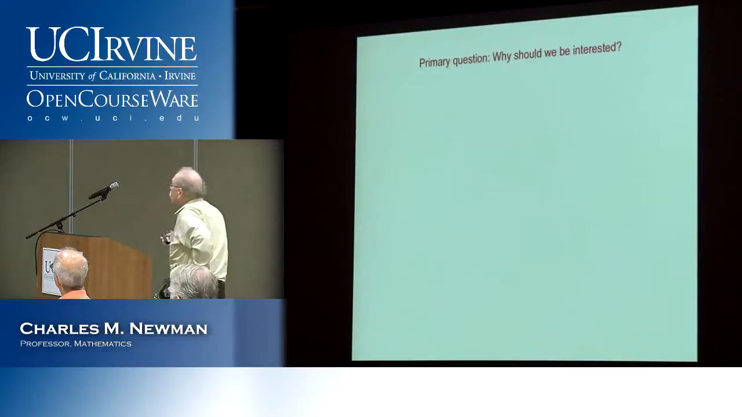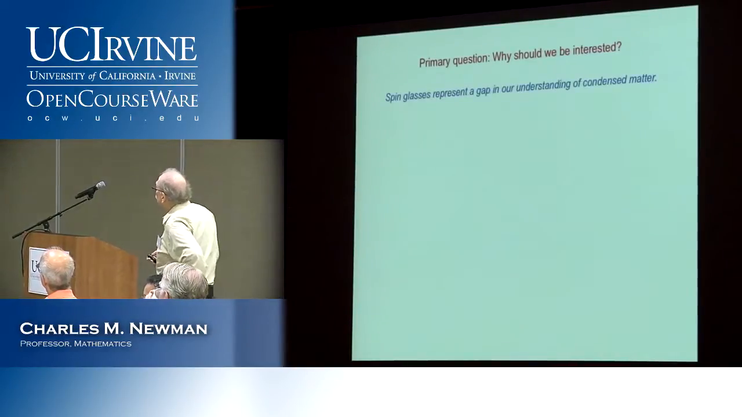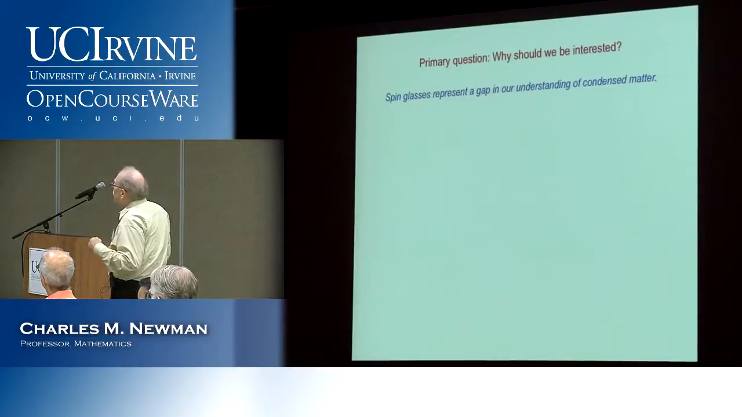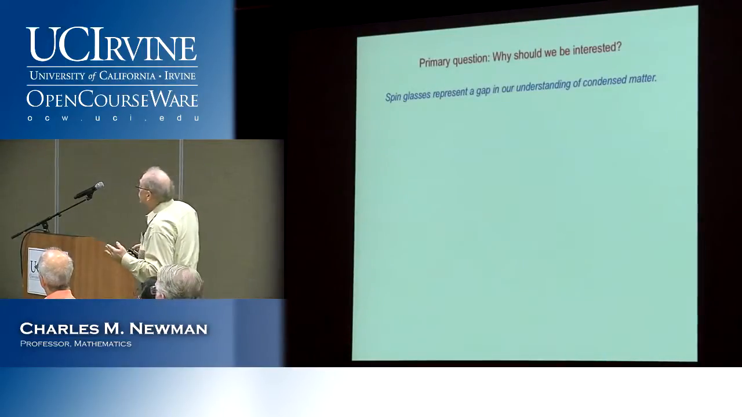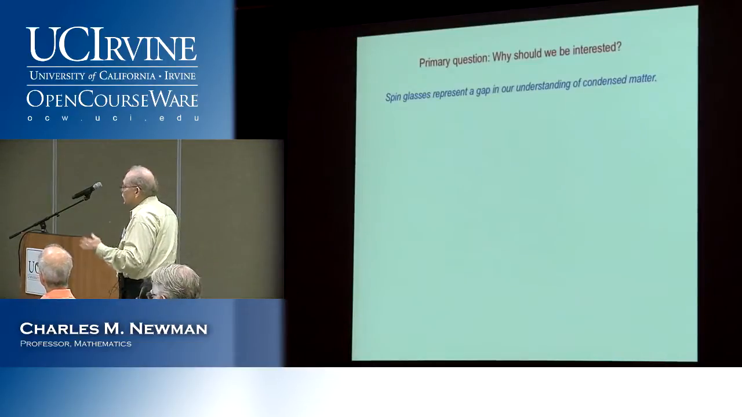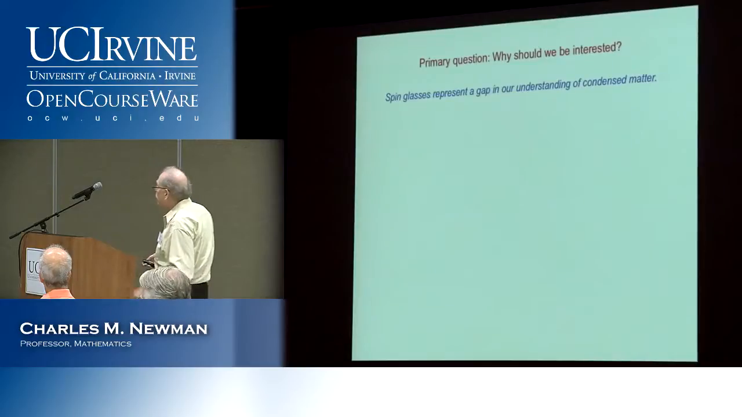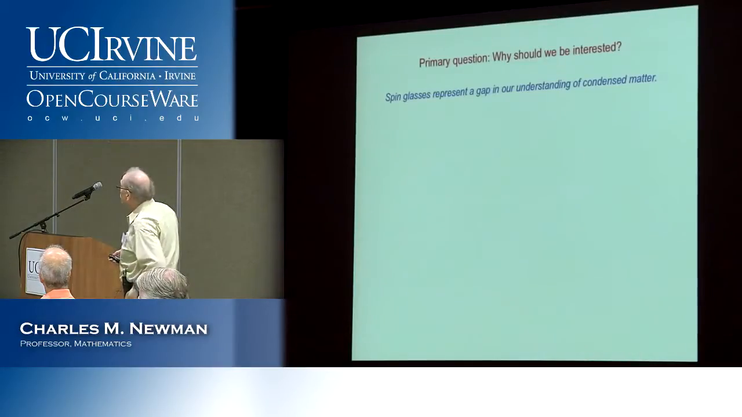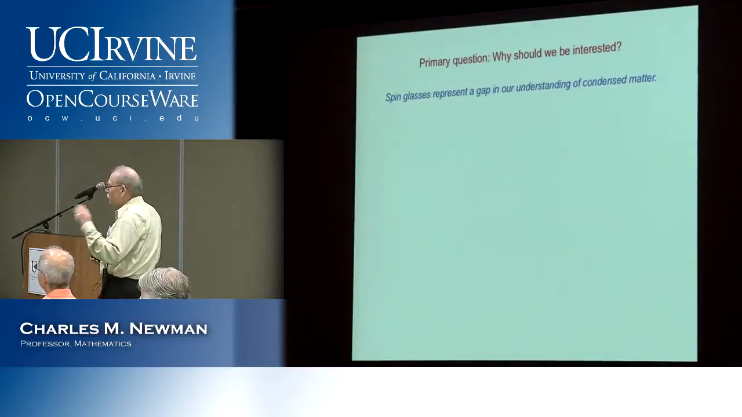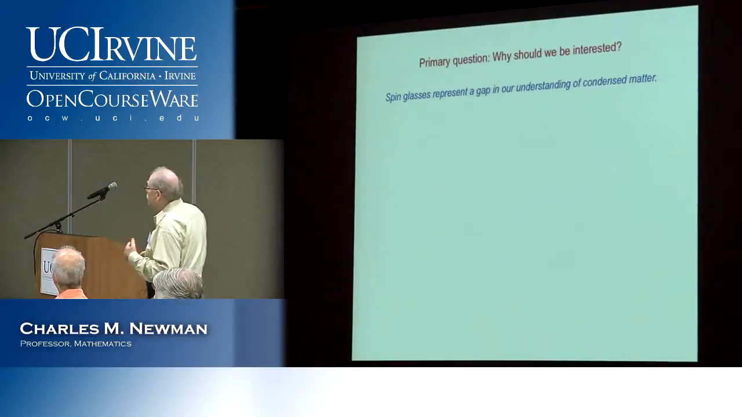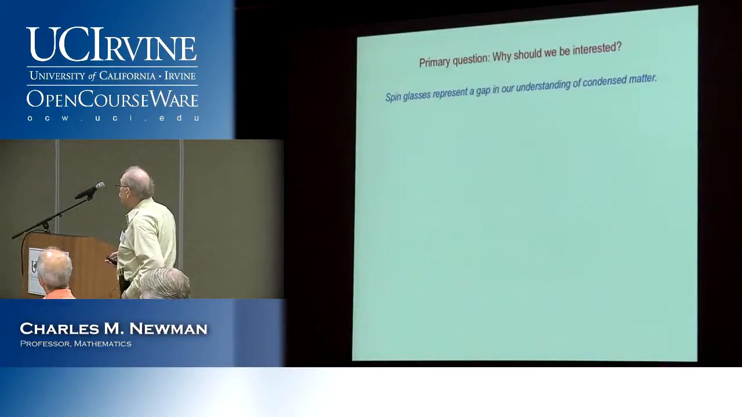Okay, so why should we be interested in such a thing? Well, if you're a condensed matter physicist or a material scientist, spin glasses, the real laboratory spin glasses, which are magnetic alloys, which we'll talk about a little bit, represent a gap in our understanding because most of the methods that were developed in condensed matter physics were developed for these homogeneous, non-disordered systems.